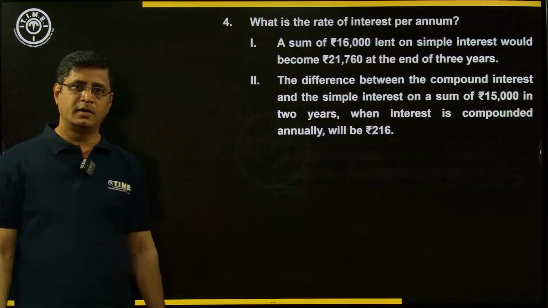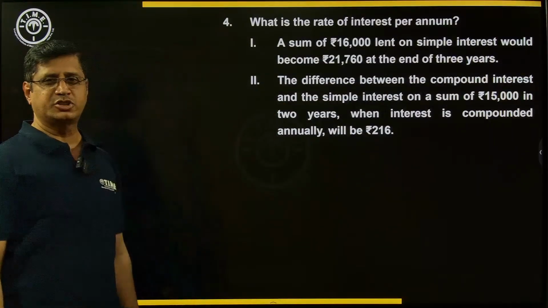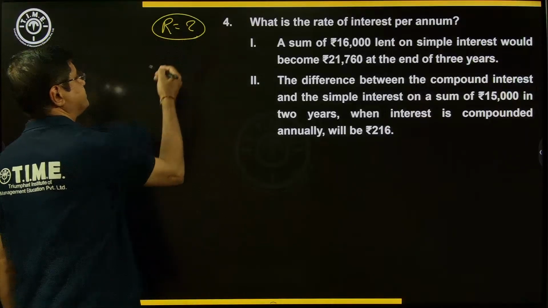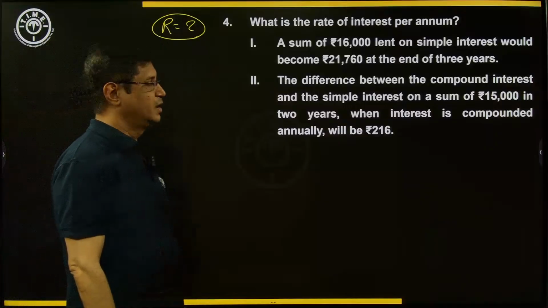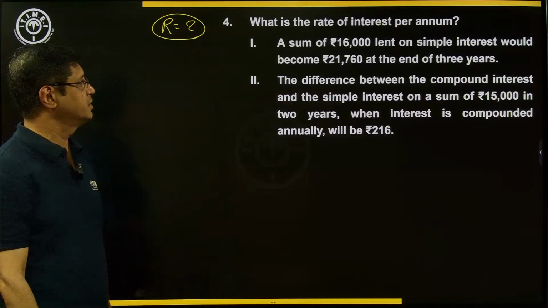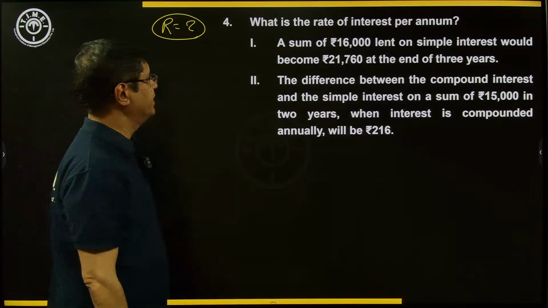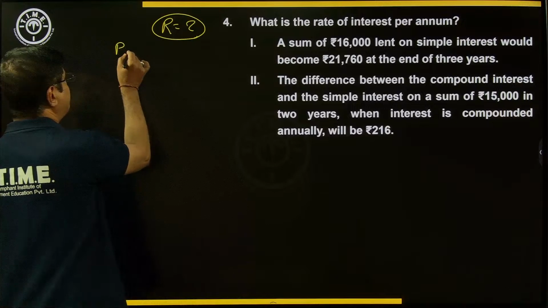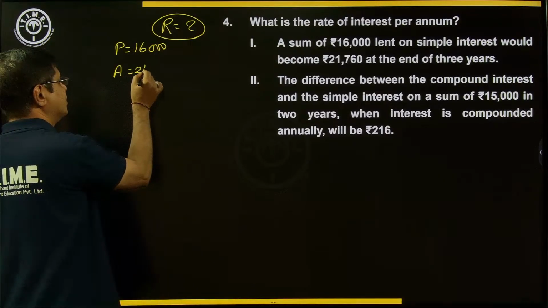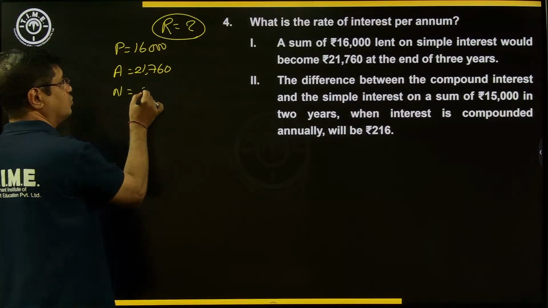Okay. Now, next example on your screen. What is the rate of interest per annum? The value of R is to be found. Look at the first statement. A sum of rupees 16,000 lent on simple interest would become 21,760 at the end of 3 years. Principal 16,000, amount 21,760, and the period of time, that is N, is equal to 3 years.